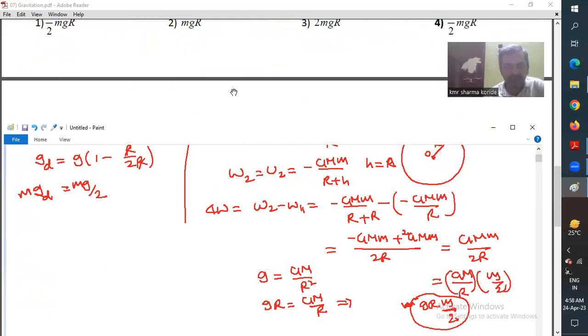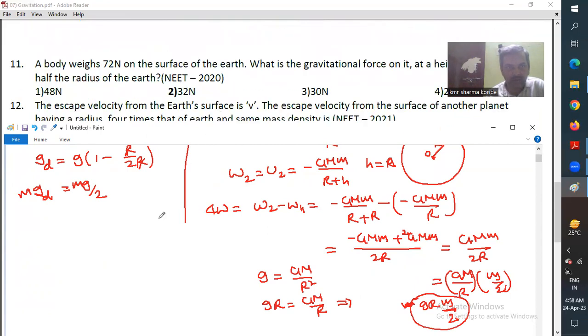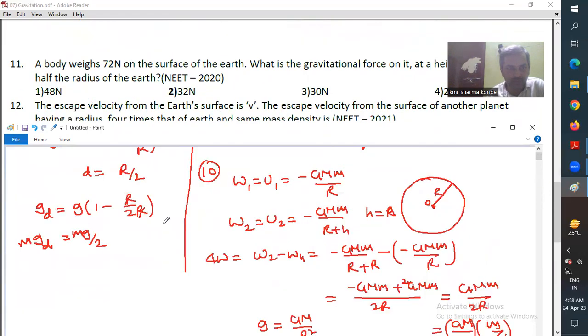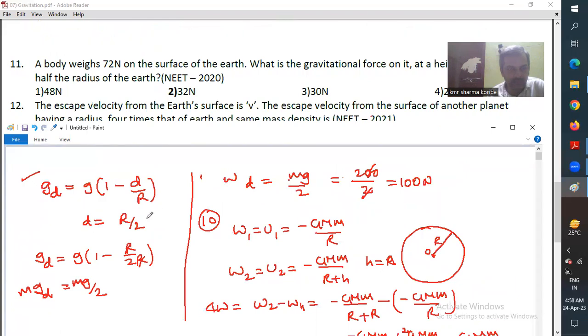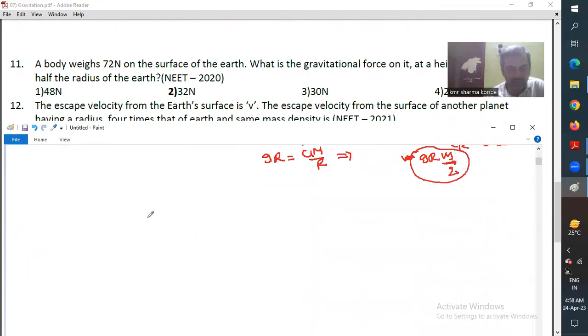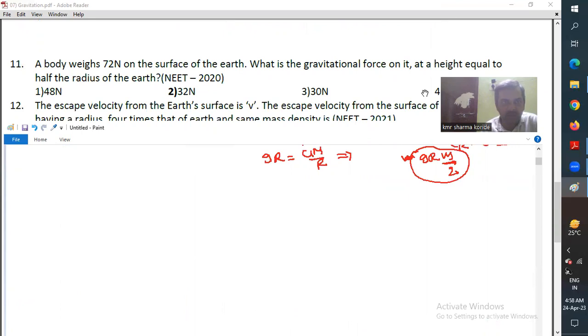Going to the next question. Earlier, question number 10 was connected to weight at depth d. Now this question is connected to weight at height h. The body weighs 72 newtons on the surface of the earth. What is the gravitational force on it at a height equal to half the radius of the earth? So h is equal to R by 2.